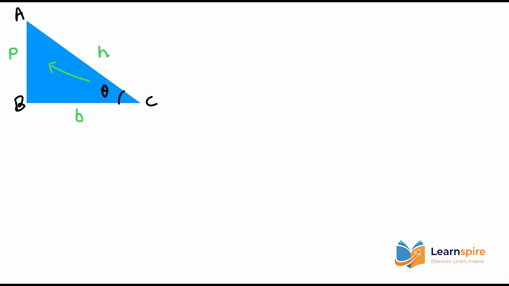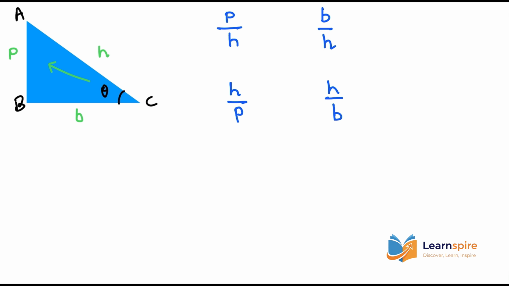So writing the first ratio as perpendicular to hypotenuse and its opposite as hypotenuse to perpendicular. Now, writing the second pair as base to hypotenuse and hypotenuse to base, and writing the third possible pair of ratios of two sides of a right angle triangle as perpendicular to base and base to perpendicular.